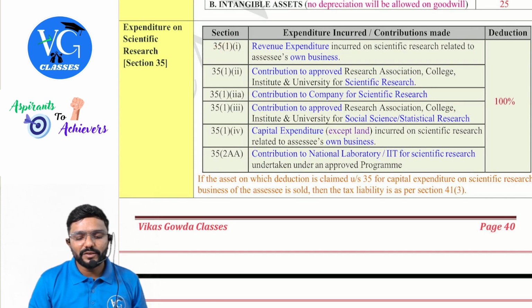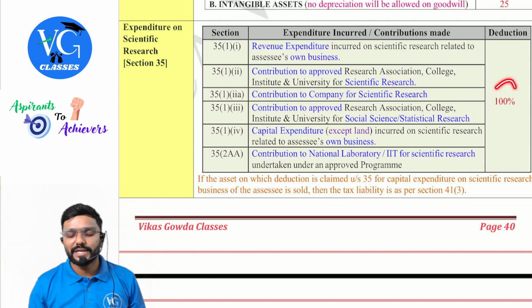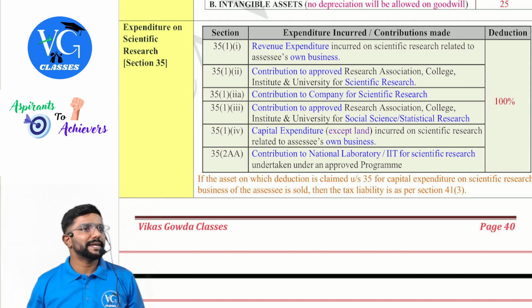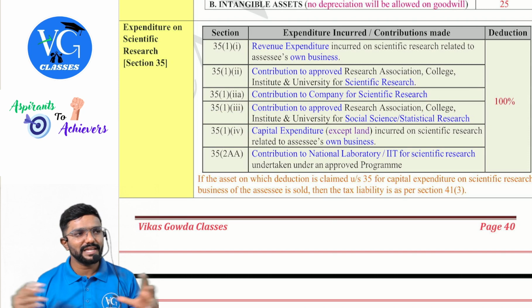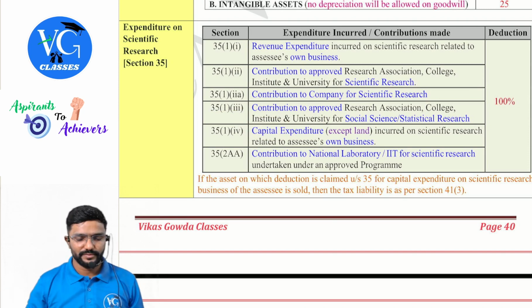35.1.1 and 35.1.4 talk about your own business. If you have incurred a revenue expenditure for your own business or capital expenditure for your own business except land, you can claim 100% deduction. Then other sections cover the contribution.